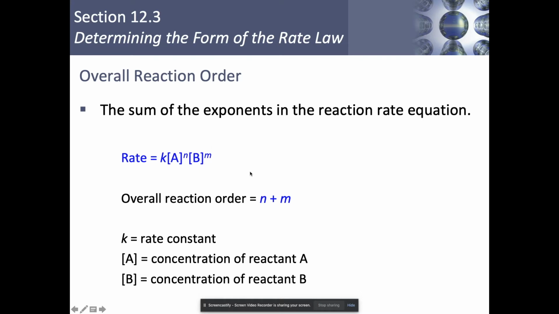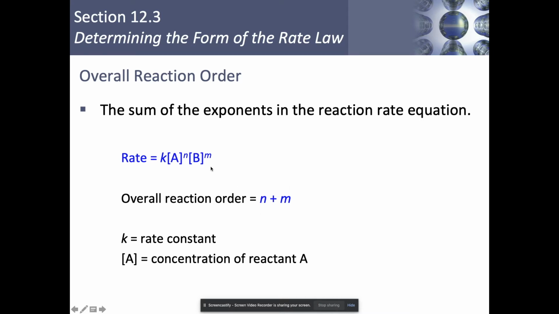So let's pretend, I didn't type any of this, but let's say that N is 1 and M is 2. What I would say if I were describing this rate law to someone is that the rate law is first order with respect to A, second order with respect to B, and the overall order of the reaction is third order overall.